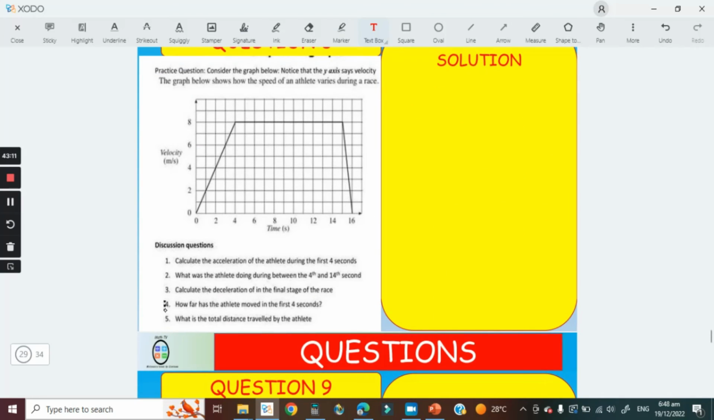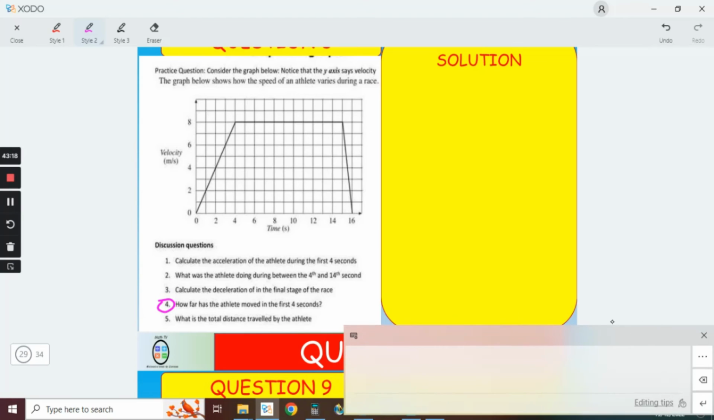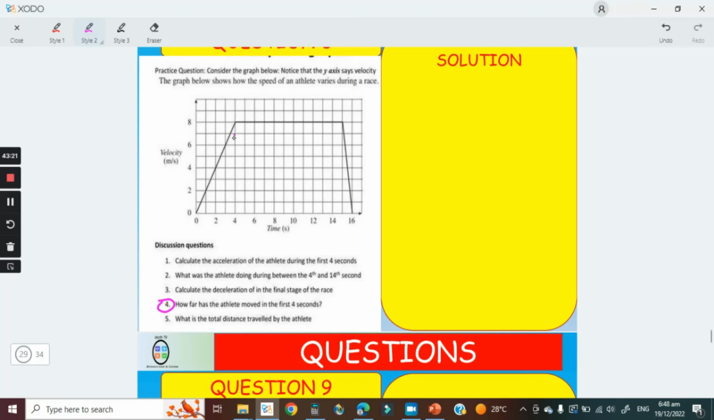Now, question 4. How far did the athlete move in the first 4 seconds? To find distance, it's the area under the graph. Anytime you have a velocity-time graph, the distance is the area under the graph. For number 4, the distance is equal to half base times height, because that's just a triangle. It's half times the base of 4 times the height of 8. That is 32 times a half, which is 16 meters. And that's it. Easy.